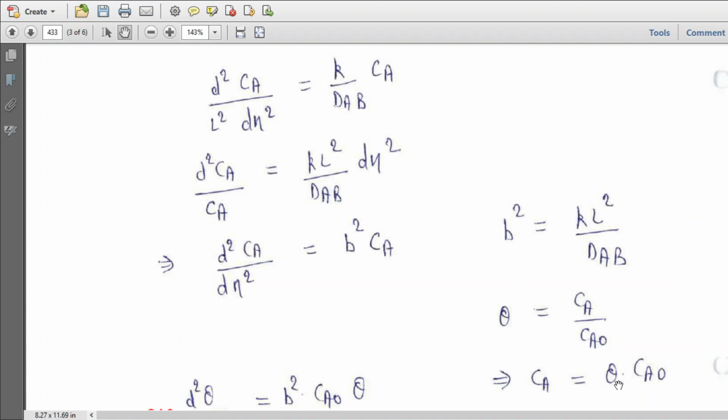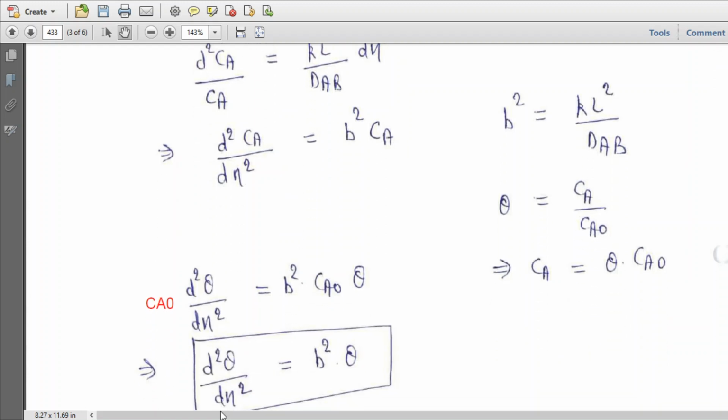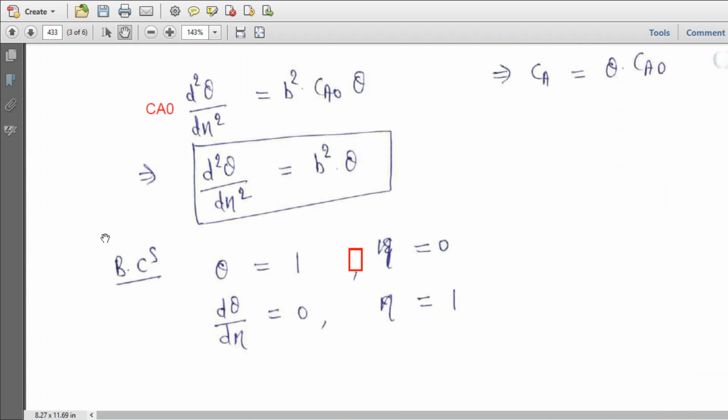So CA equal to theta dot CA0. From here we can substitute this CA at this particular place and this CA also at this particular place. So in that case we will get CA0 d square theta upon d eta square equal to b square CA0 theta, and then CA0 will get cancelled. From here we will get d square theta upon d eta square equal to b square theta.